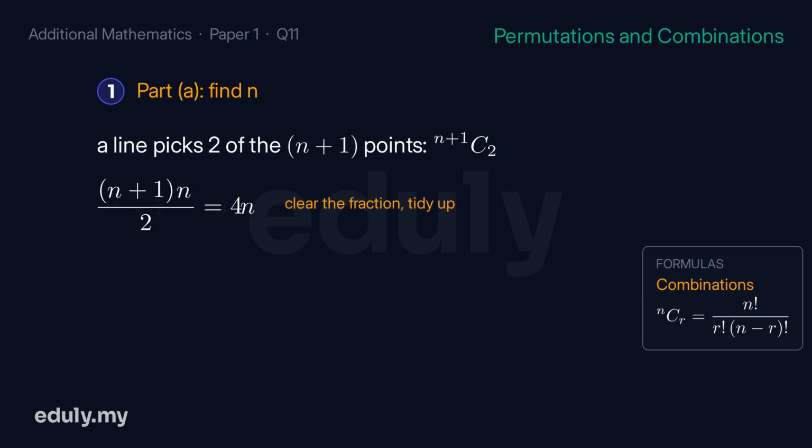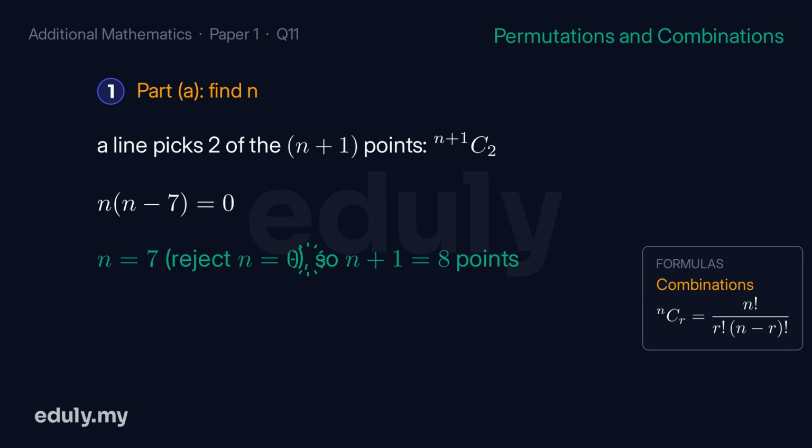Clear the fraction and bring everything to one side, and it becomes n squared minus 7n equals 0. Factor out the n. A circle of points can't have 0 of them, so we reject n equals 0. That leaves n equals 7, which means 8 points on the circle.